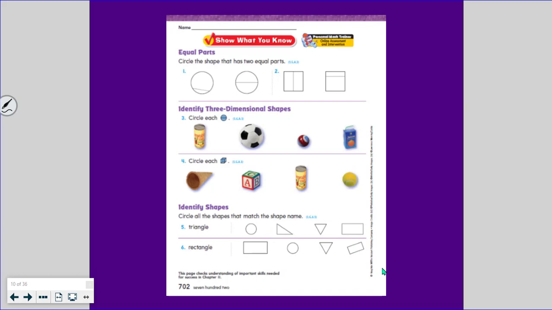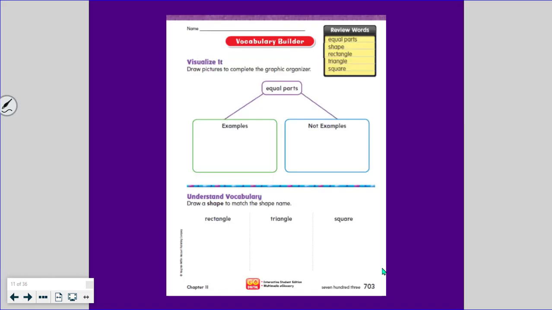Okay, this will be one of the pages you turn in. Vocab builder. So we have review words. I read, you read. Equal parts. Shape. Rectangle. Triangle. And square. It says visualize it. Draw pictures to complete the graphic organizer. So draw me some shapes that have equal parts. So give me some examples of shapes with equal parts, okay?